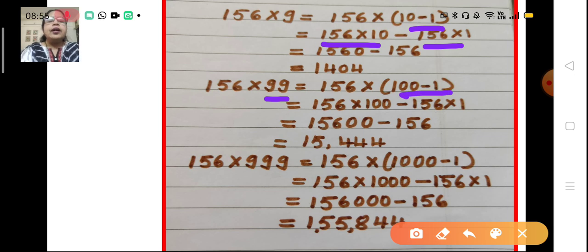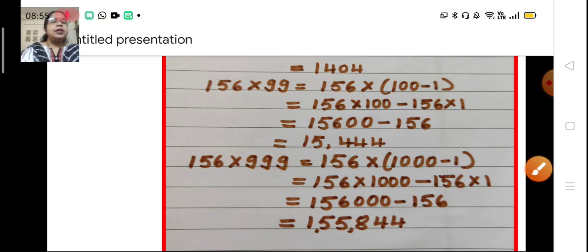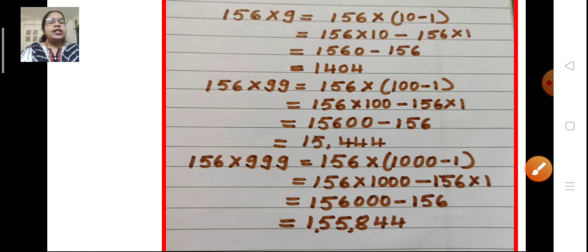Similarly, when we multiply the number 156 by 99, in place of 99 we consider 100 minus 1. Now using the distributive property, we will multiply 156 by 100 and 156 by 1, and then do the subtraction. So what is the answer that we get? We get 15,444 as the answer.